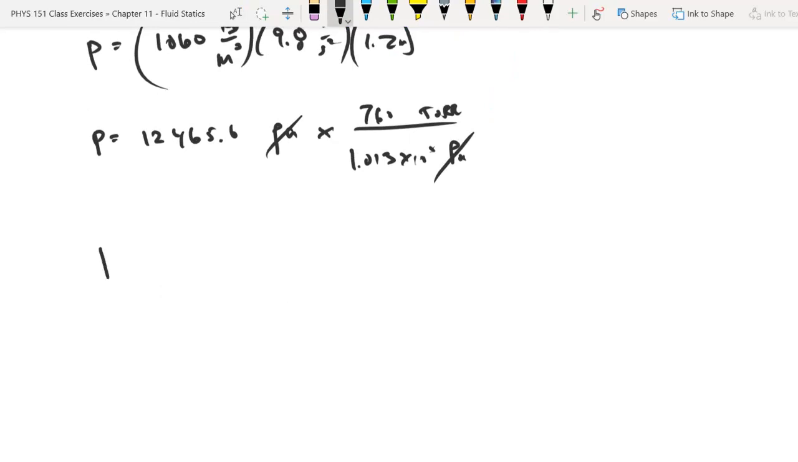And doing the conversion here, we have the pressure on his arm. This net pressure on his arm is 93.5 torr, or 93.5 millimeters of mercury.